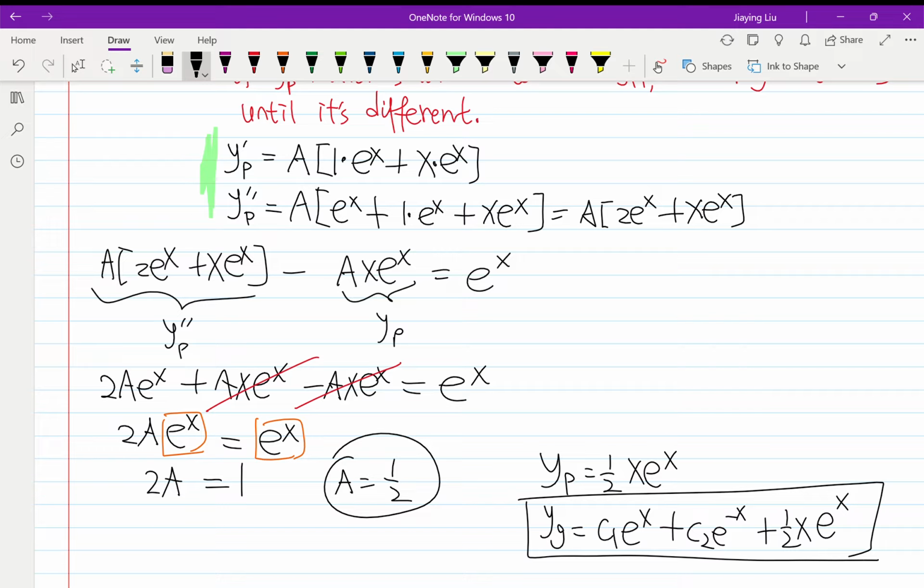Any questions on that? Always be careful after you find the terms in the homogeneous solution, you make the guess for the particular solution. Always check, make sure they're not the same.